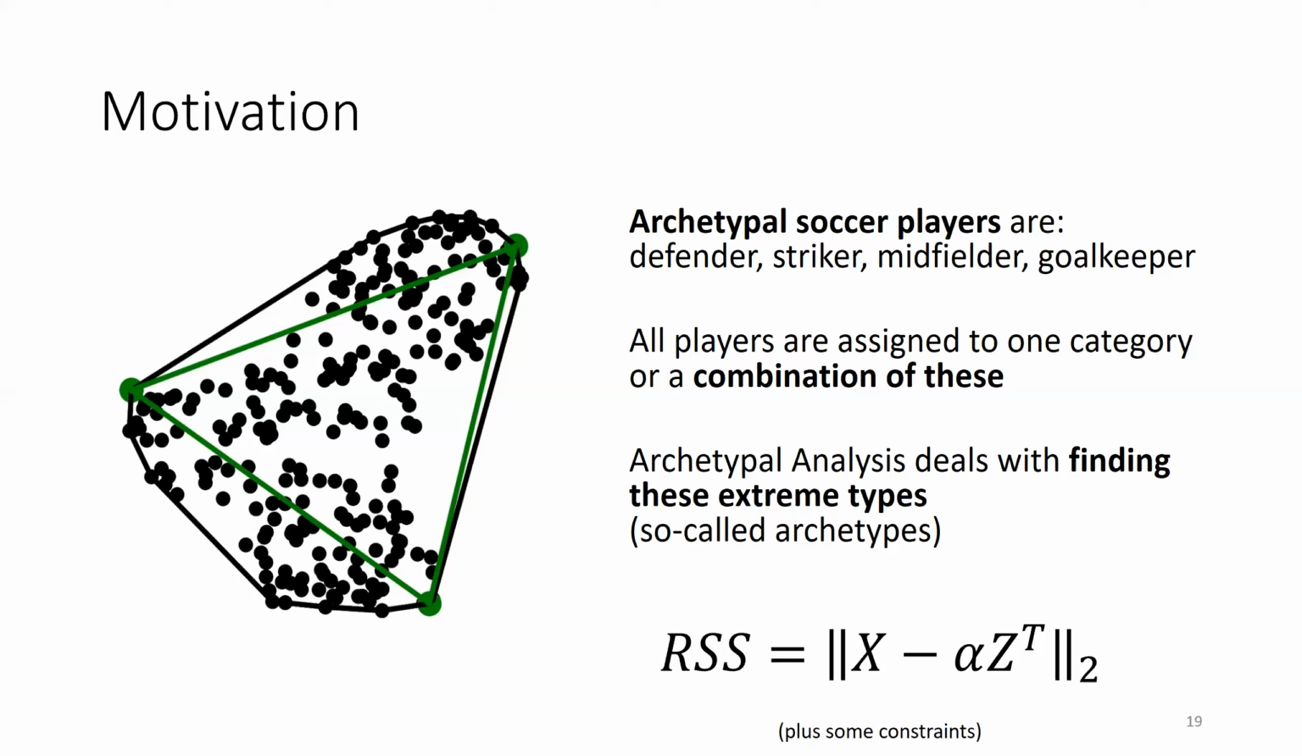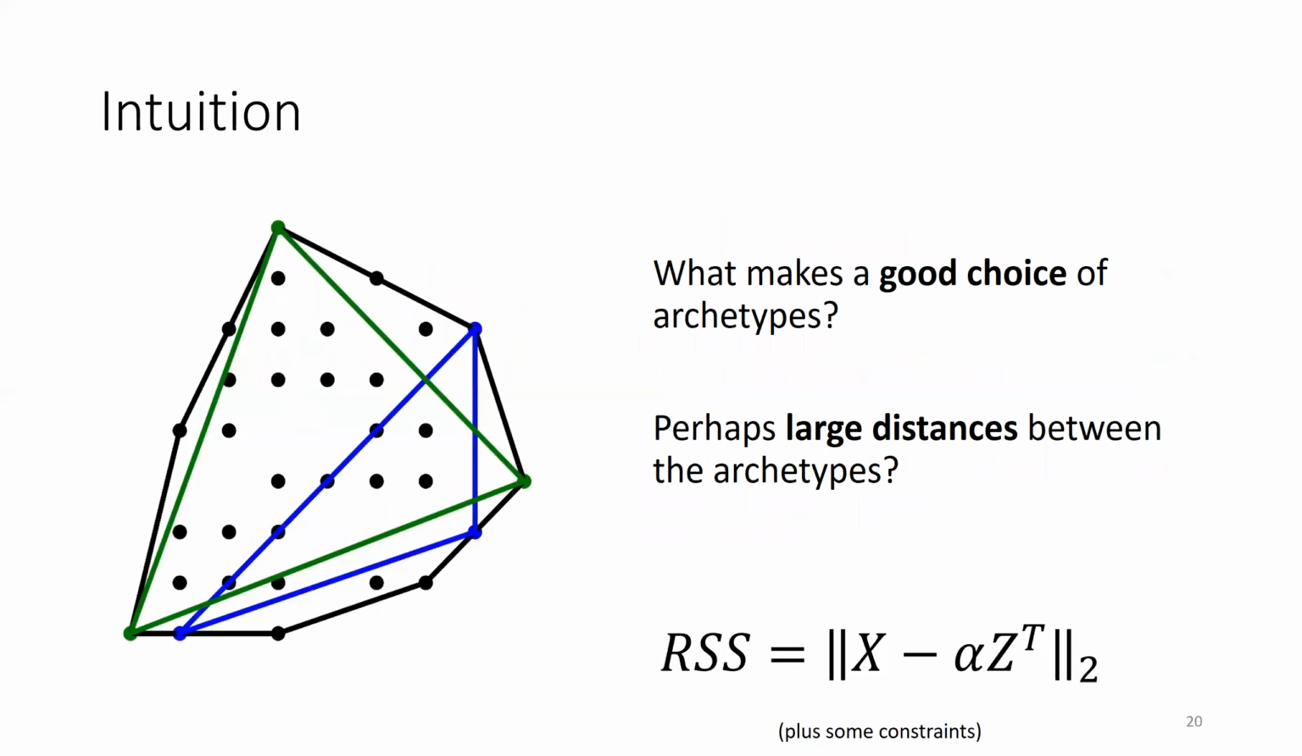And we tried to think about a way to approximate this. The intuition behind our paper is we asked ourselves, what makes a good choice of archetypes? On the left-hand side, you have two examples, some data points in black, and then we have these three green archetypes and three blue archetypes. And just from looking at it, one could say that the three green archetypes are better than the other ones here. So perhaps it's not necessary to perform this complex minimization. Perhaps just find large distances between the archetypes. And this is what we did.